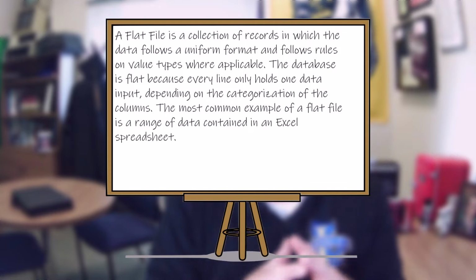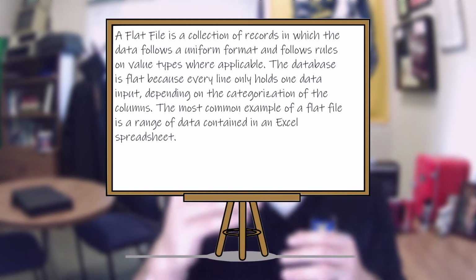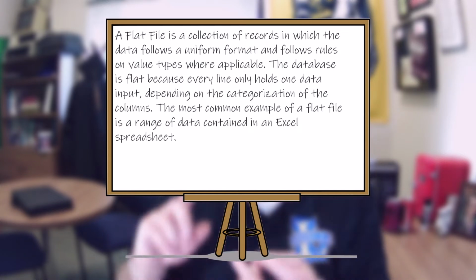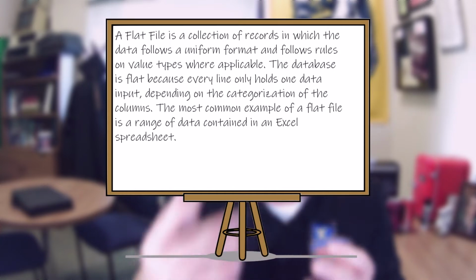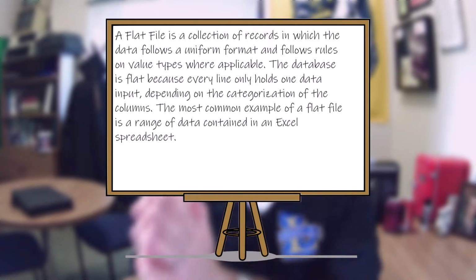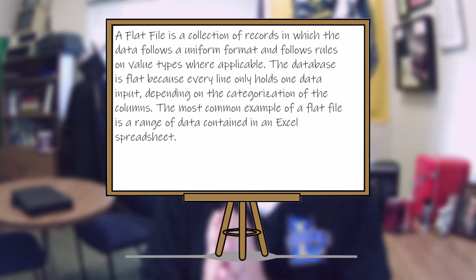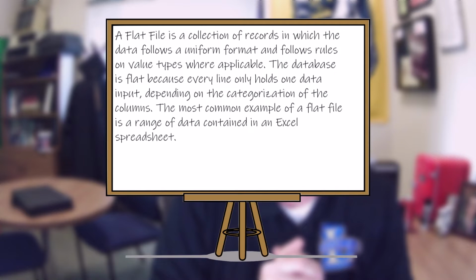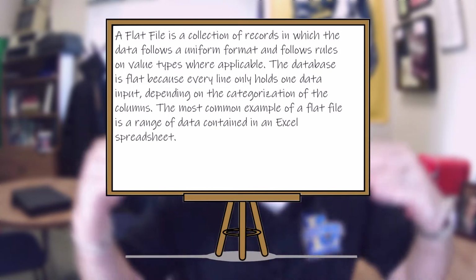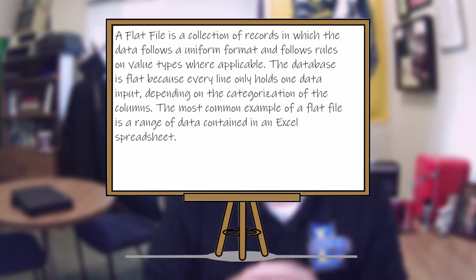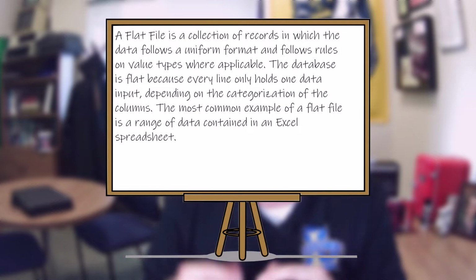For example, a sales transaction. For a single sales transaction, that would be one record. You might gather the time of the sale, the location of the sale, the products purchased, and so on and so forth. So one record is the sales transaction, and you're collecting multiple pieces of data, variables, the columns in an Excel spreadsheet, for that sales transaction. And a flat file is a collection of those sales transactions, in which the data follows a uniform format and follows rules on value types where applicable.